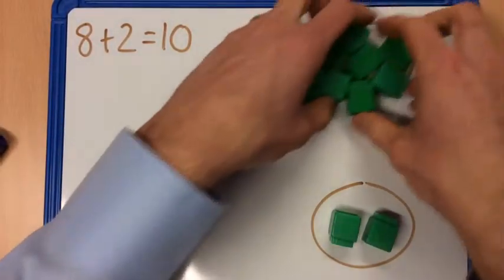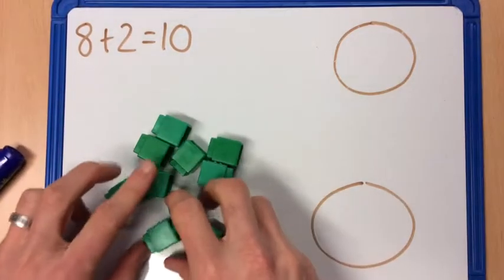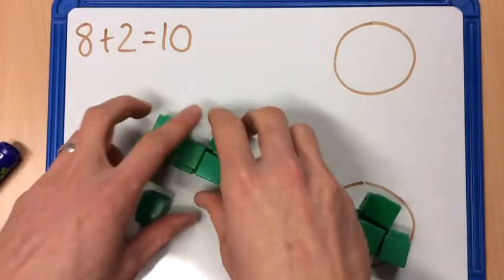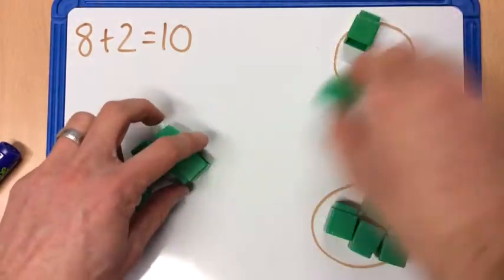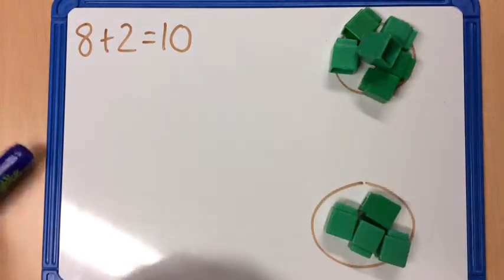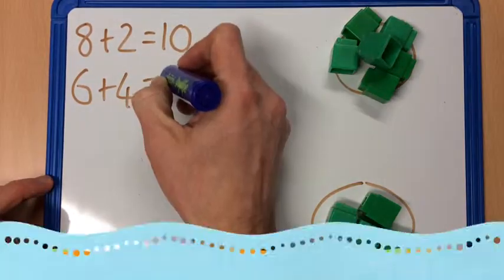I then could clear my plates and make another combination. So I might put 1, 2, 3, 4 in a plate this time and then put the rest in another plate. 1, 2, 3, 4, 5, 6. And this time I would have 6 and 4 making 10.